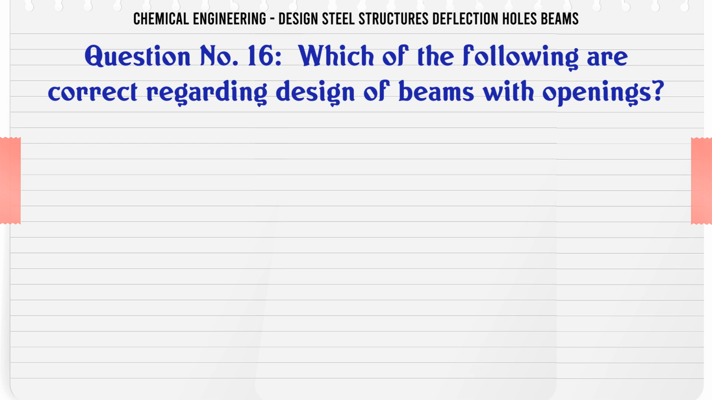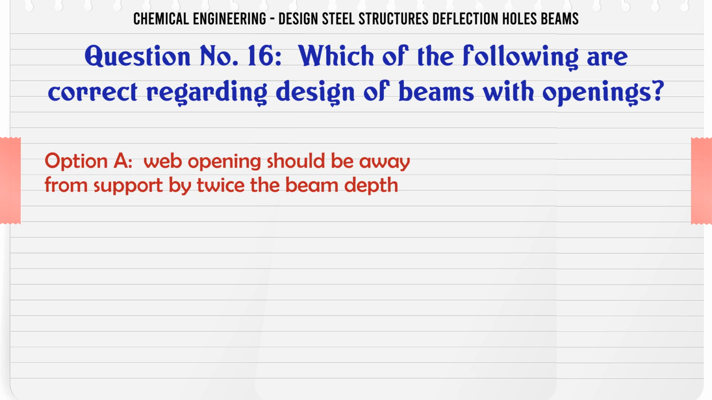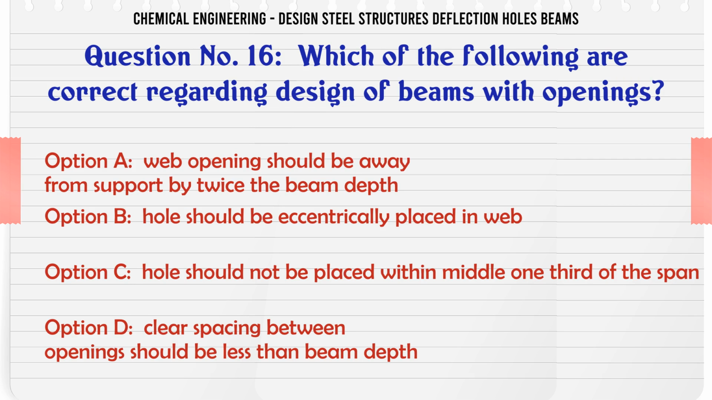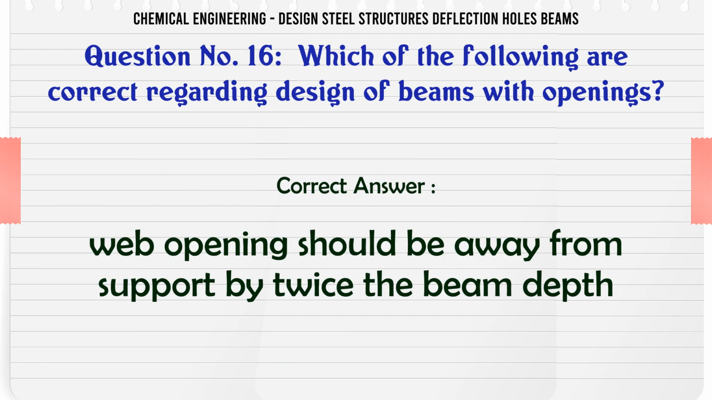Which of the following are correct regarding design of beams with openings? A. Web opening should be away from support by twice the beam depth. B. Hole should be eccentrically placed in web. C. Hole should not be placed within middle 1/3 of the span. D. Clear spacing between openings should be less than beam depth. The correct answer is web opening should be away from support by twice the beam depth.